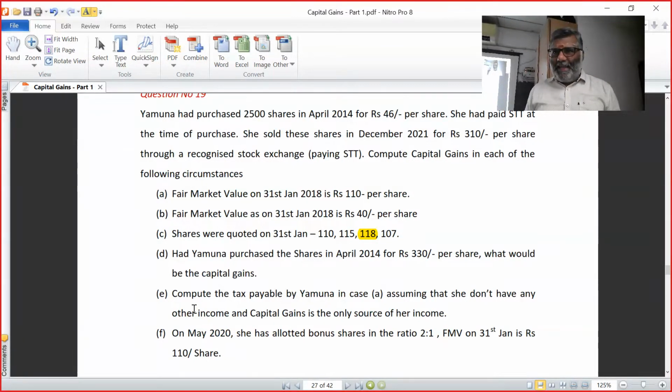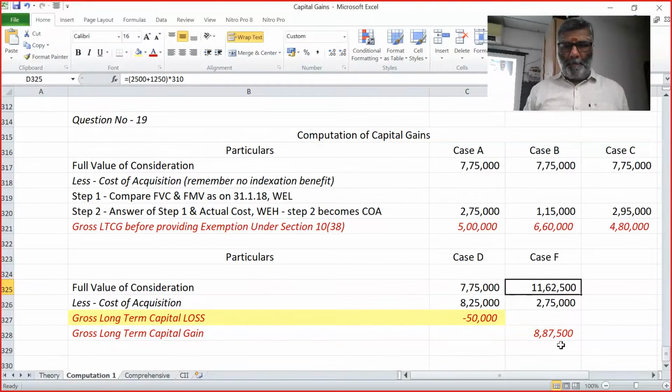I will answer question E later. The extension of A is only E, don't worry. First do A, B, C, D, F, please. These are all the answers which we are getting. If I am getting 887,500, the answer is there on the screen.